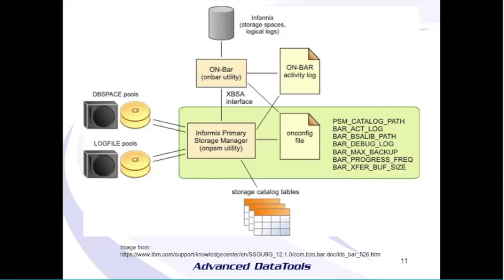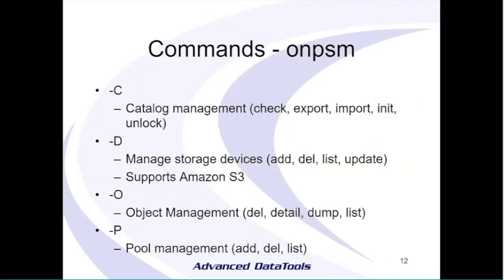So just to think about it, the primary storage manager is just the brain that controls the full backup solution. It comes with and is primarily driven by a command called onpsm. You'll find this in your Informix dir/bin directory, and it's got 4 main flags: -C for catalog management, -D for device management, -O for object management, -P for pool management. They keep it fairly simple. We'll be going into each of these a fair bit more.